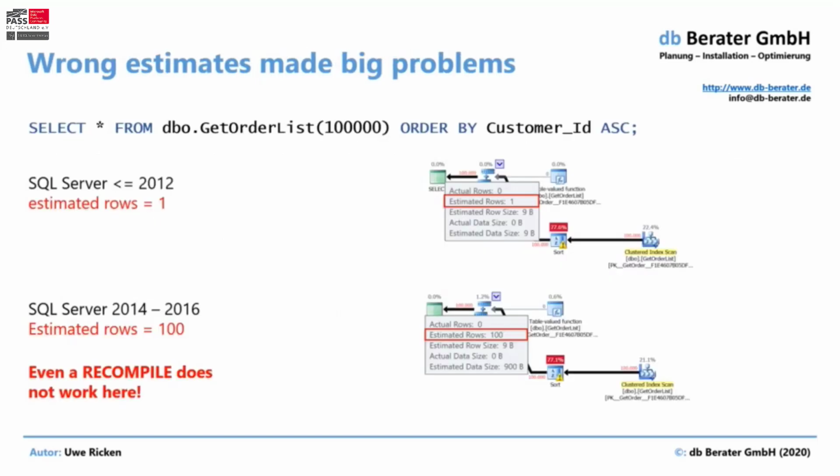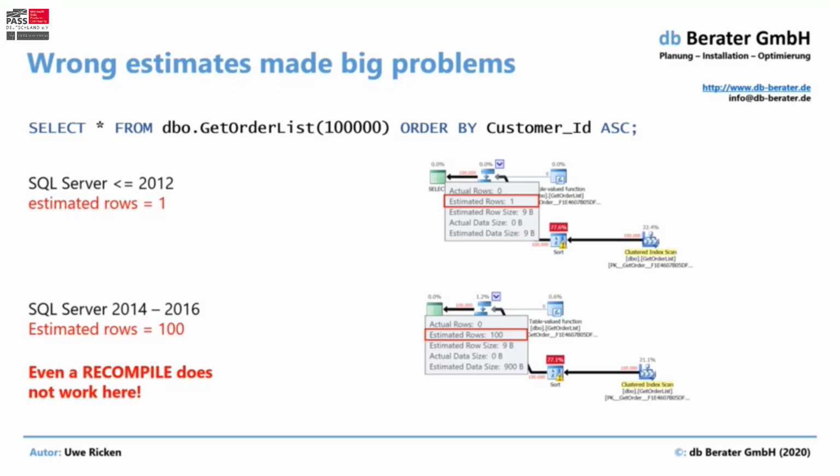The biggest problem we always have with multi-line functions is definitely the wrong estimates. These estimates made the biggest problems ever when you're using multi-line functions. Before 2014, so that means including 2012, we had the old cardinality estimator, which comes from SQL Server 7. And whenever you were using a multi-line table-valued function, the estimated number of rows was always 1. Nothing more, nothing less, always 1.